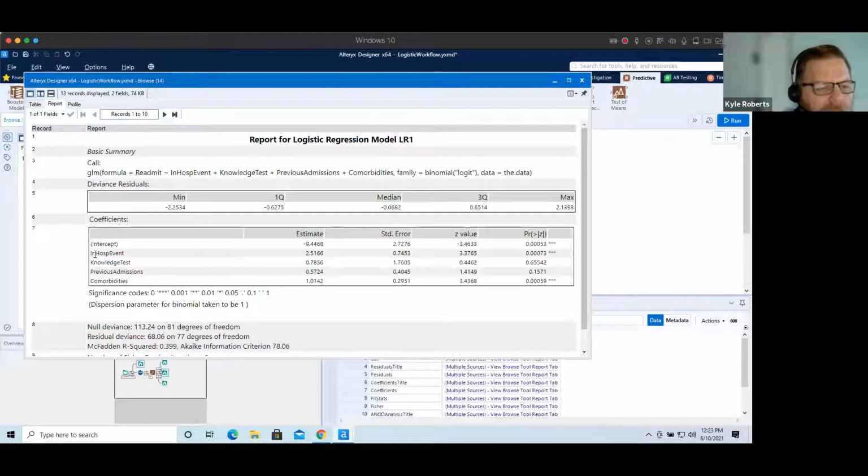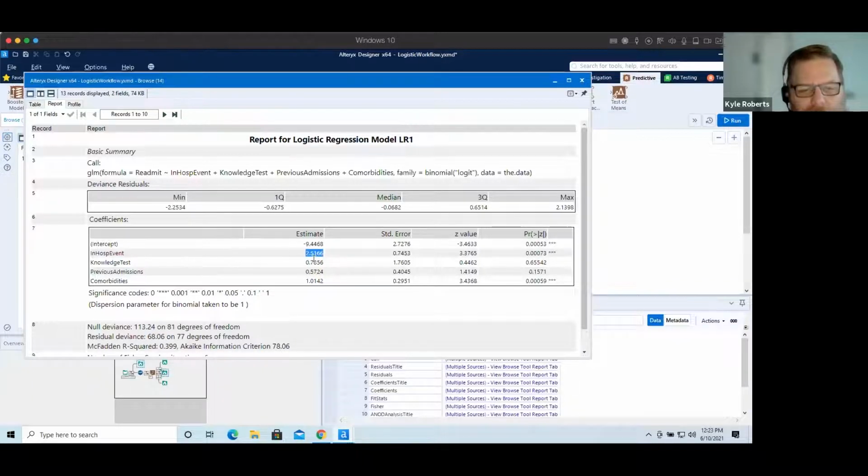Okay. So let's look at this first one, in-hospital event. Remember, this one was a yes, no. So here's how we would interpret it. This estimate, because it's positive, means that for every 1 point change in in-hospital event, in this case going from a 0 to a 1, that person has a 2.5166 increase in what's called their logit value.